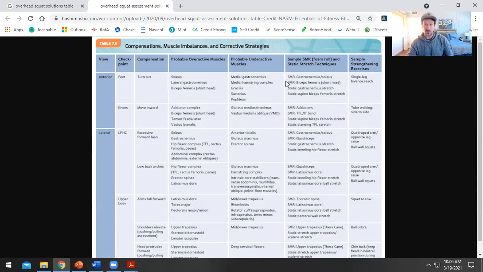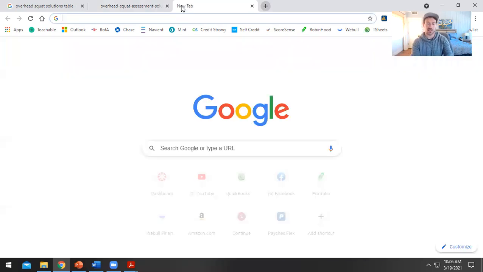Now their underactive muscles are all the opposites of these things. On the opposite side of the lateral gastrocnemius, you just move straight over, you have your medial gastrocnemius. So we need to strengthen the inside portion of the calf. No more calf presses like this, but we could probably do them like this and that might have a positive effect. Their medial hamstring complex, that's the inner portion of the hamstring.